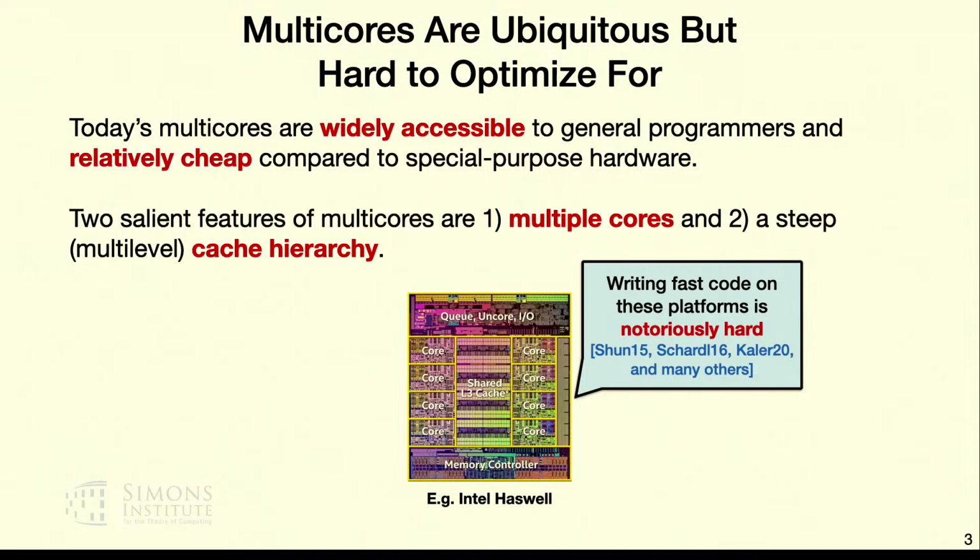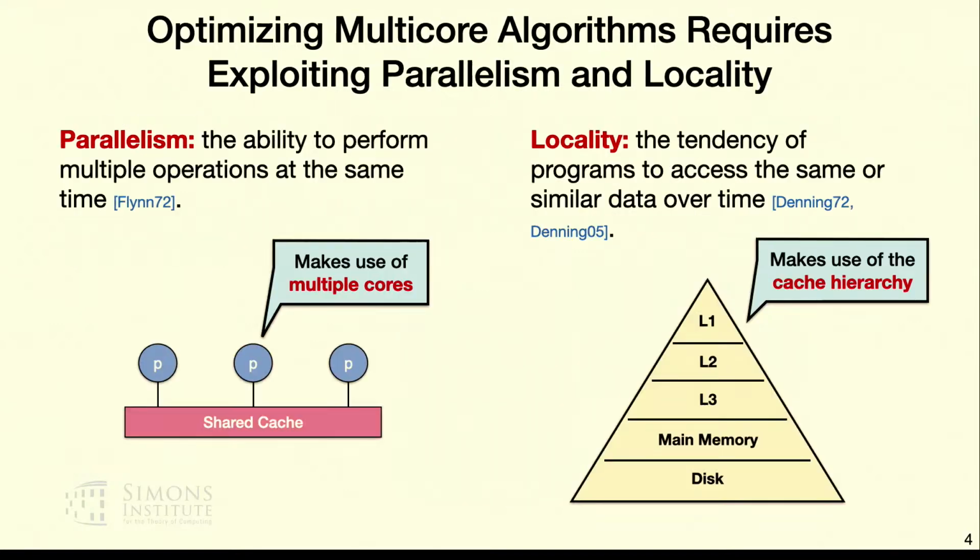Like you have multiple cores, you can take advantage of parallelism, but unfortunately, these two features also make developing code for multicores notoriously hard. There's been a lot of theses on trying to develop fast codes for these platforms and making really good progress and making it more tractable. So to be a little more specific, to take advantage of these hardware features, algorithms have to be optimized for both parallelism and for locality. Taking advantage of the multiple cores requires developing your algorithm to scale well in parallel, which is notoriously hard. And basically, you want to do your operations simultaneously and as many of them simultaneously as possible.